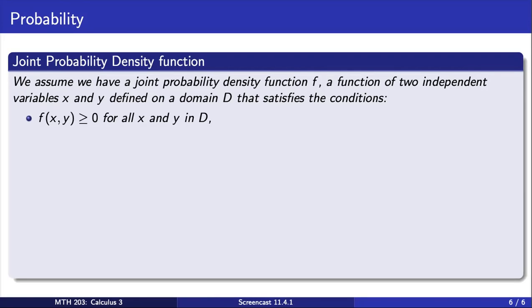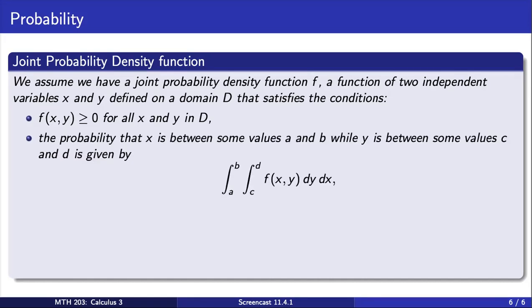First, f is non-negative on D. We need this condition because probabilities are always non-negative. Next, the probability that x is between some values a and b and y is between some values c and d is given by the following double integral.